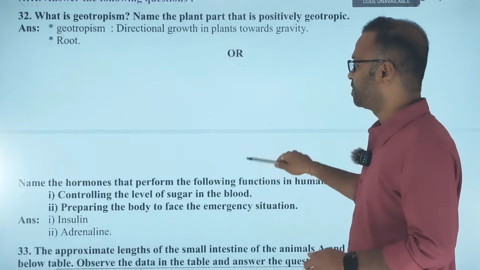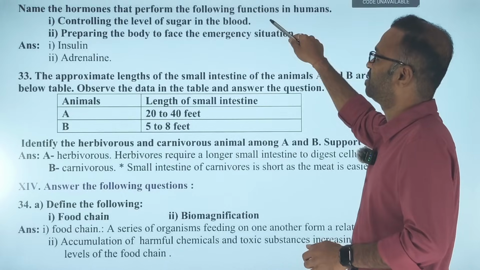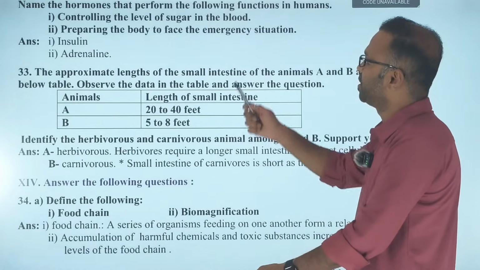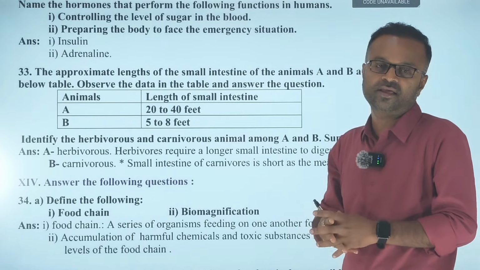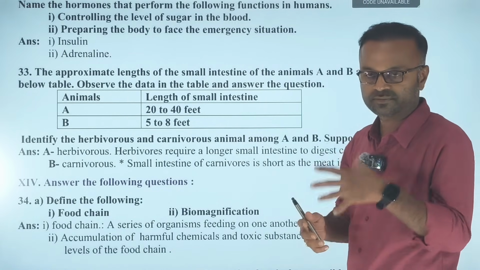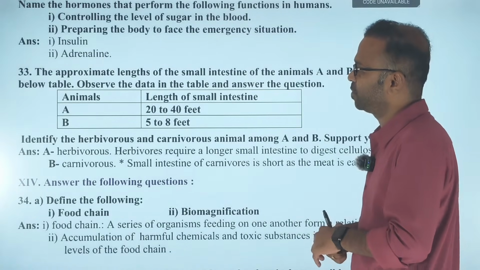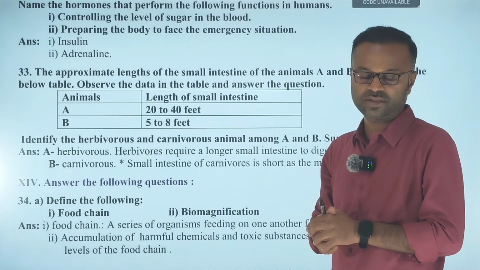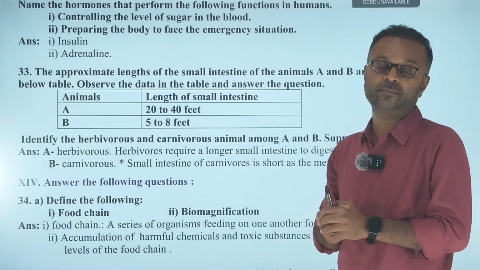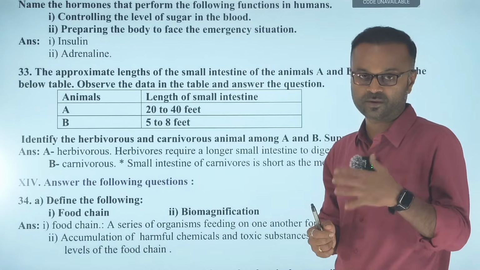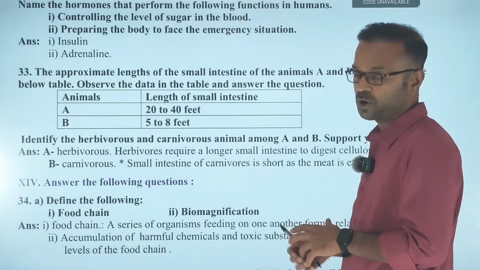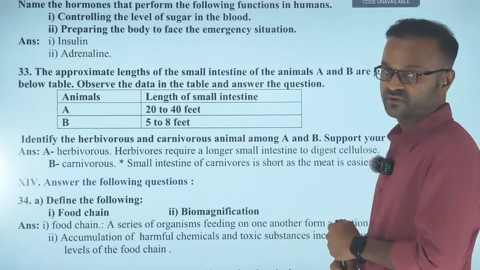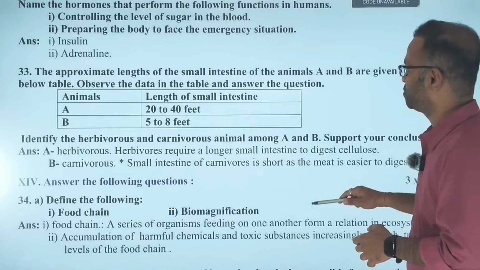Okay, name the hormones that perform the following functions in humans: controlling the level of sugar in the blood, that is insulin, and preparing the body to face an emergency situation, that is adrenaline. Growth hormone, okay, the pituitary gland secretes the growth hormone which regulates the growth in our body. One more hormone is thyroxine, secreted by the thyroid gland, which will regulate the metabolism of carbohydrates, fats and proteins, and also bring out balanced growth. All the hormones we go across, one question will come for 2 marks based on the hormones and their respective glands and functions.